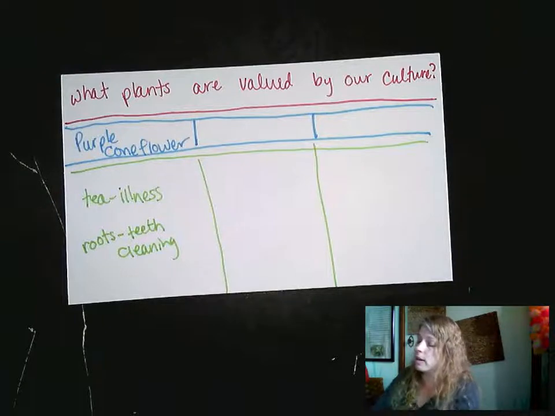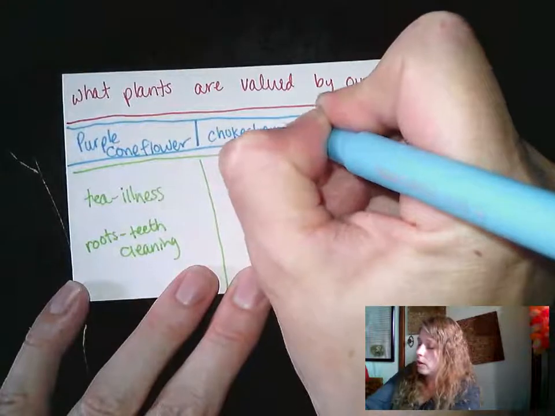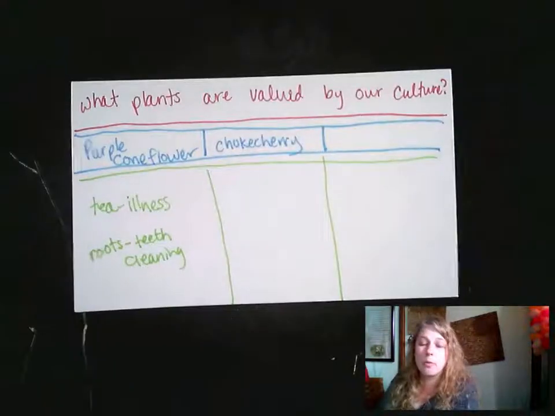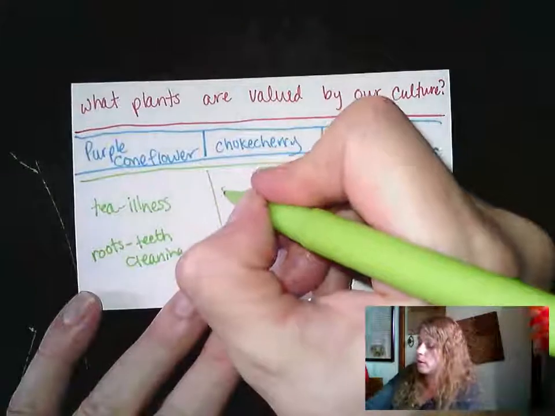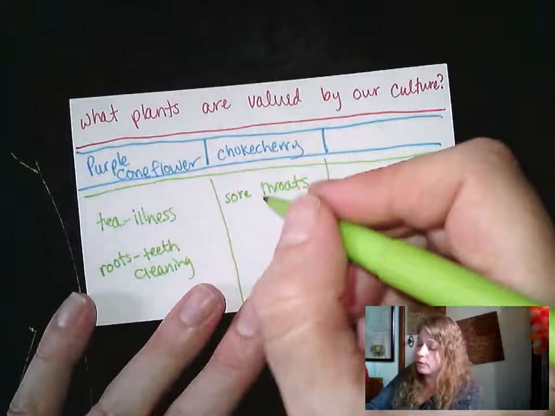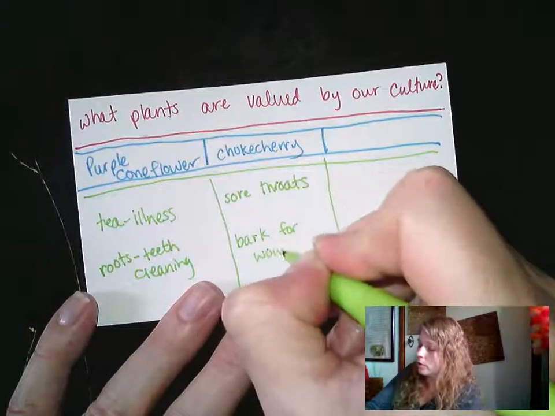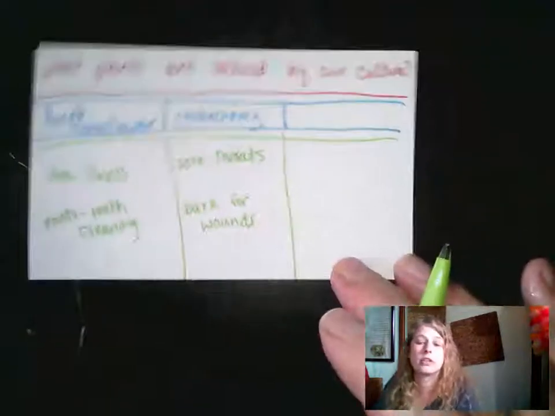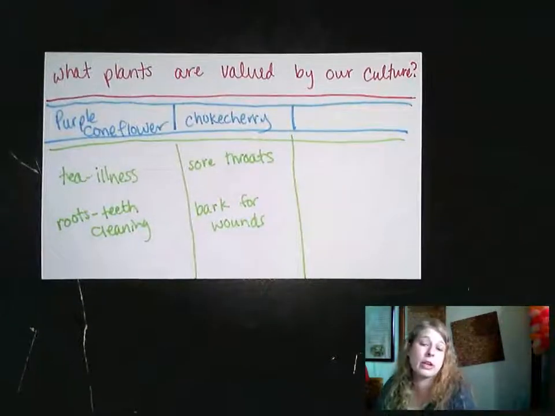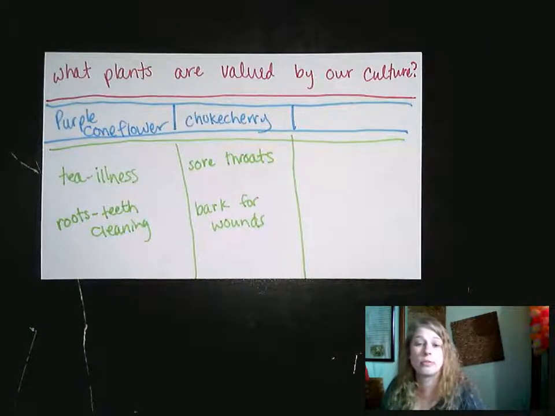So another plant that could be valued would be chokecherry. And chokecherry, of course, has lots of uses. One of those uses was to treat sore throats, so I would write that down. Another use was to use the bark for wounds. So for treating infection and wounds. So I'm going to leave that. And then I'm waiting to hear about a 3rd plant. And again, if an elder shares more plants than that, you can certainly remember, flip the card over. You have the general layout figured out, so do as much shorthand as you need to collect that information.